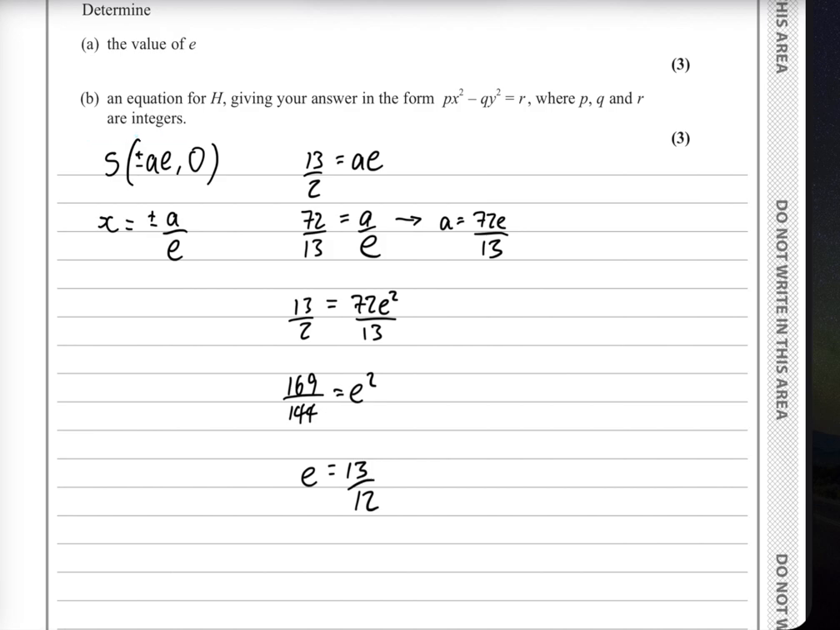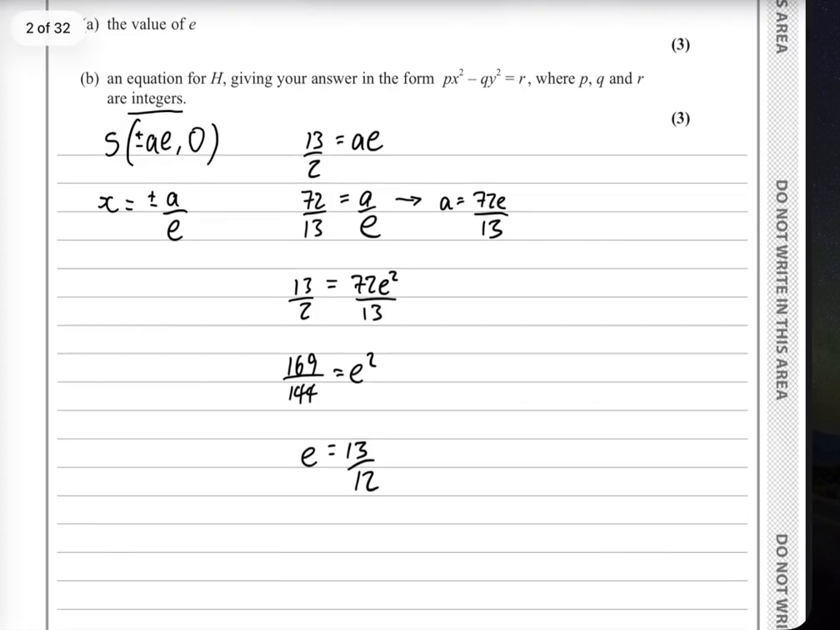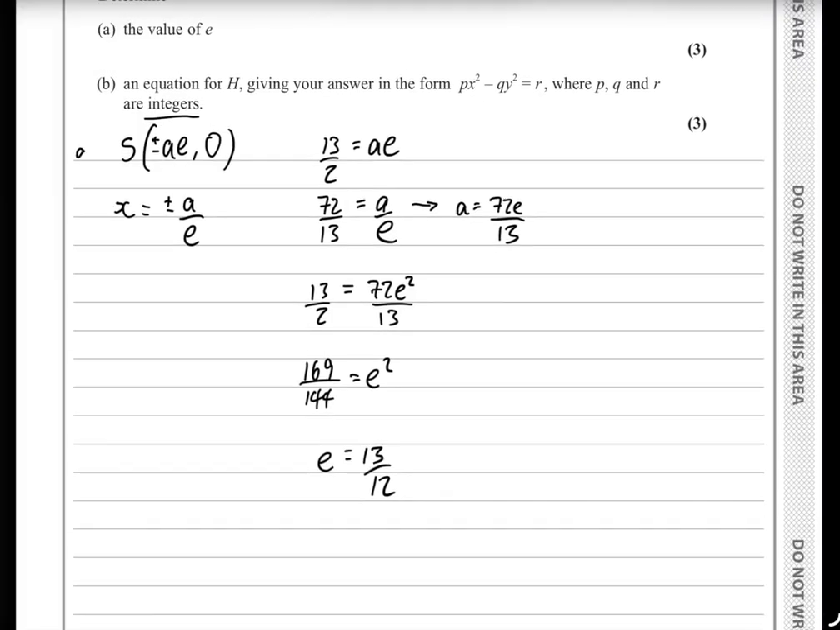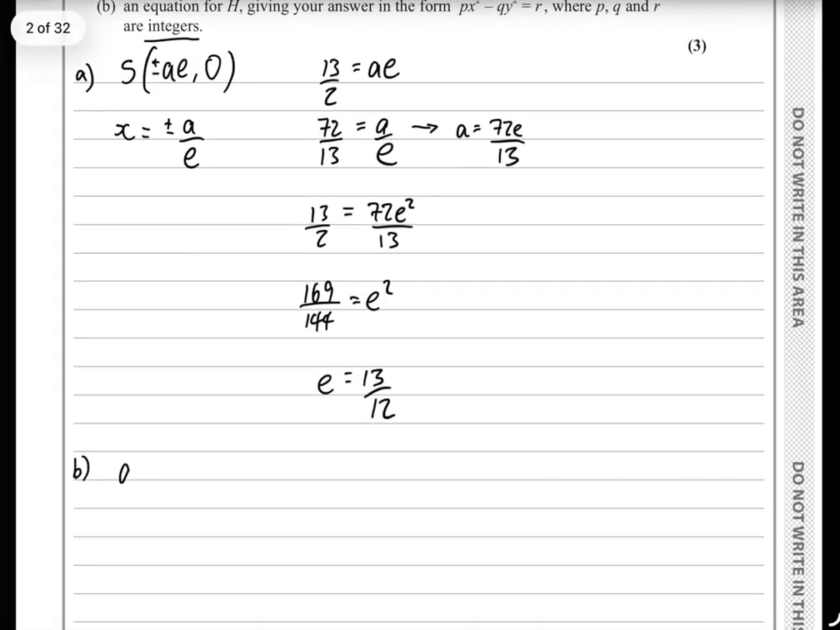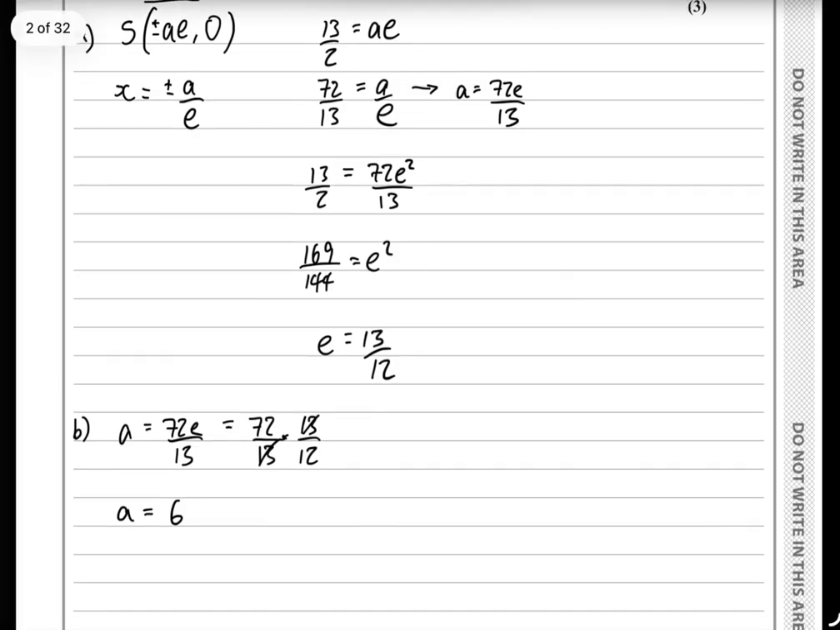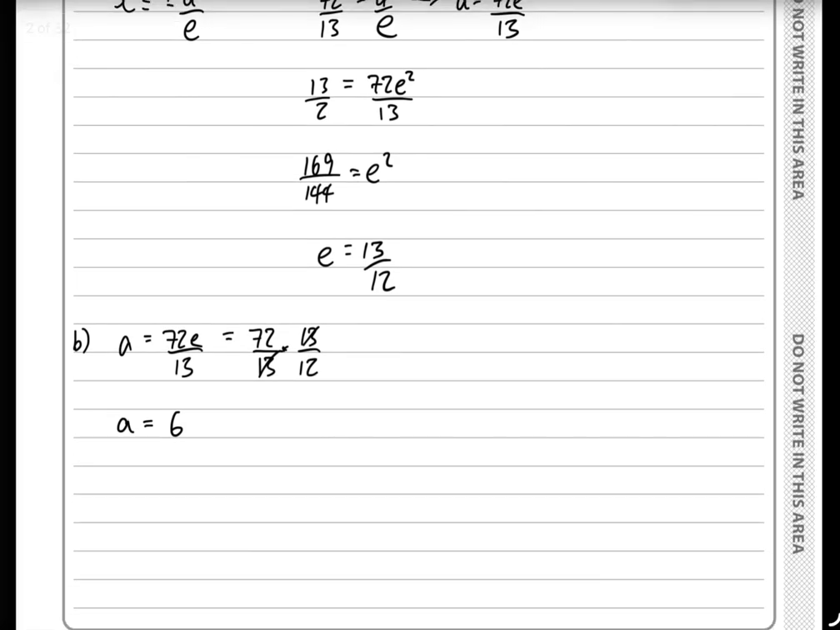Part B. Determine an equation for H, giving your answer in the form this, where p, q and r are integers. That'll help me check at the end if it looks correct. That's part A. Part B, and the first thing down here, I'm going to find the value of a, because we know a is 72e over 13, and we now know e. That's 72 over 13 times 13 over 12. That gives us 6.